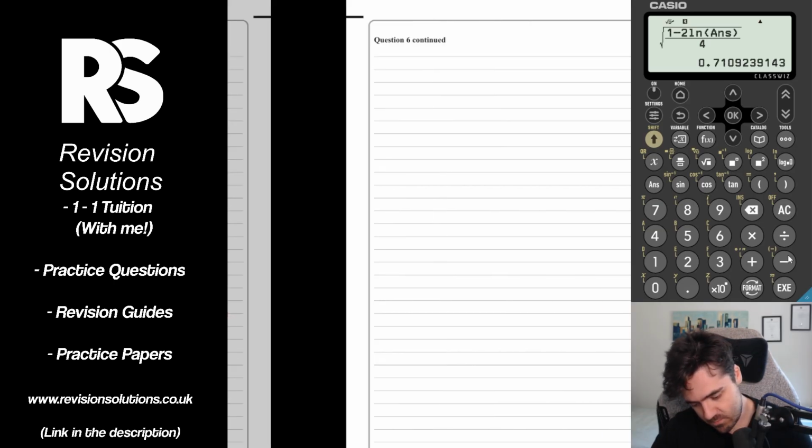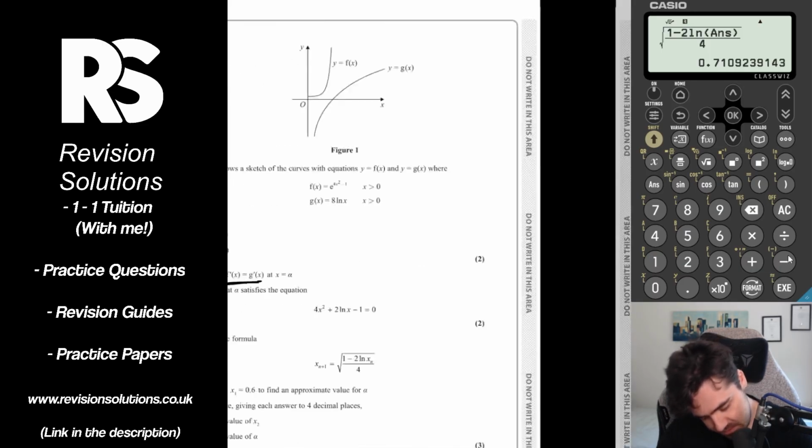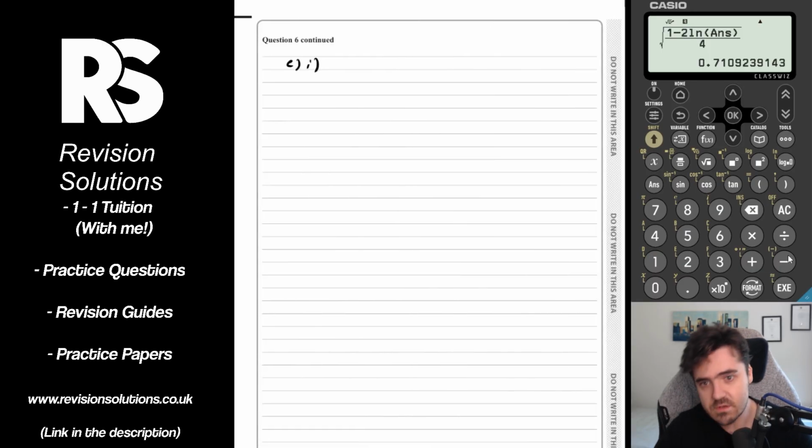So for C part 1, and this was to 4 decimal places, I think. Yeah, 4 decimal places. So to 4 decimal places, the first iteration is 0.7109. Then we're going to need to keep iterating until it doesn't change at the 4 decimal place rounding.